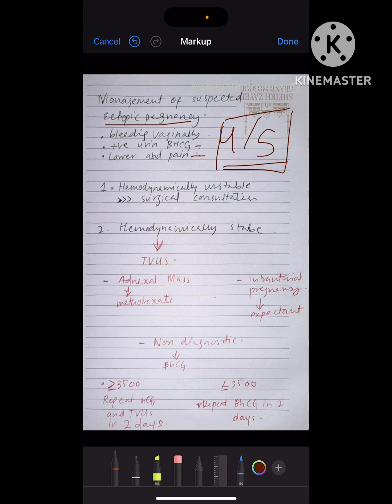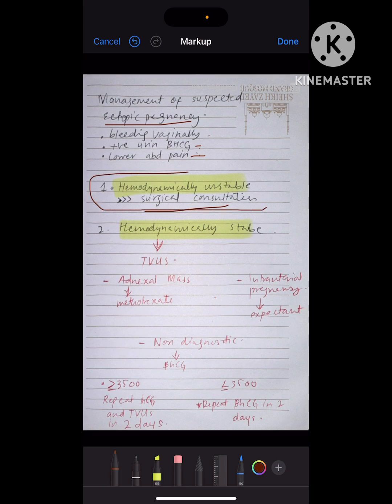So maybe this is ectopic pregnancy, but you do not know for sure, because in some cases you do not see the fetal pole until the embryo is a certain age. So what you do in this case is, this is a very high yield topic, okay? You're going to see if the patient is hemodynamically unstable or hemodynamically stable. Hemodynamically unstable means the patient has a lot of bleeding and is going into shock. So you go directly for surgical consultation. You do not wait to confirm if the patient has ectopic pregnancy or normal pregnancy.